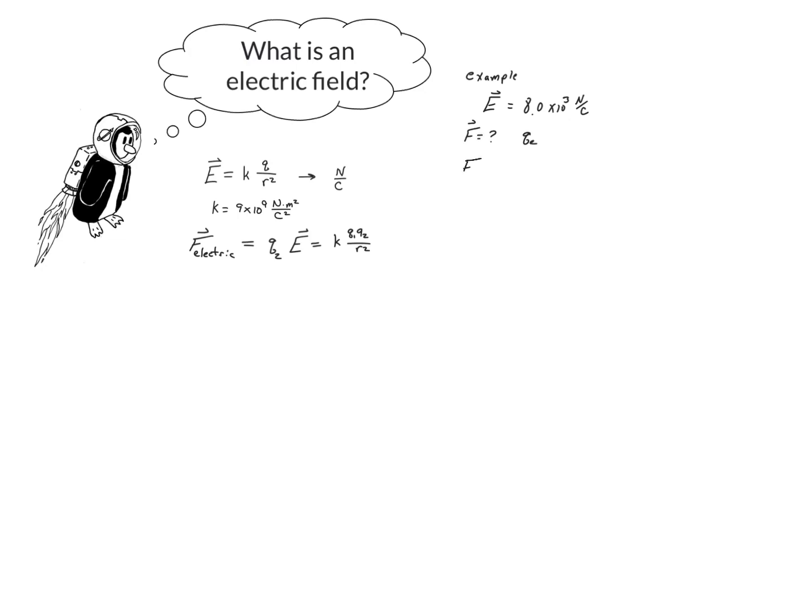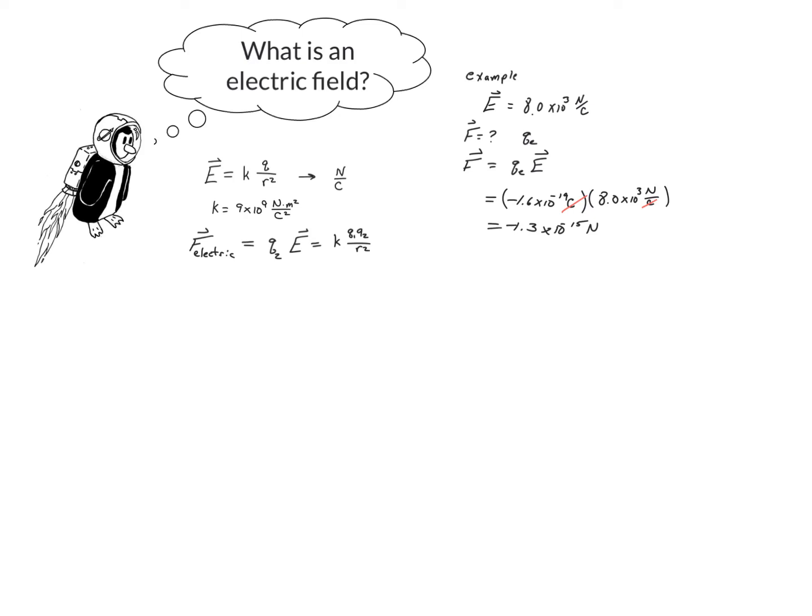So we take the force, it's just the charge of the electron, times the electric field we were given. So that's going to be negative 1.6 times 10 to the minus 19 coulombs times 8.0 times 10 to the third newtons per coulomb. Again, you notice that the coulombs cancel out, leaving us with just newtons, which is what we want. So this gives us approximately 1.3 times 10 to the negative 15 newtons in the negative direction, which seems small, but keep in mind that electrons are very small, so that's actually a lot of force.